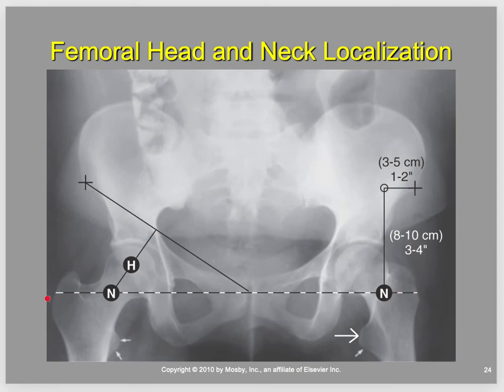So that kind of gives you an idea. And if you find the greater trochanter, you are right at that pubic symphysis as well. So just some ways to localize the pubic symphysis, the greater trochanter, the neck of the femur for imaging purposes.